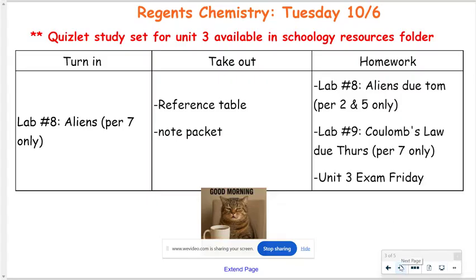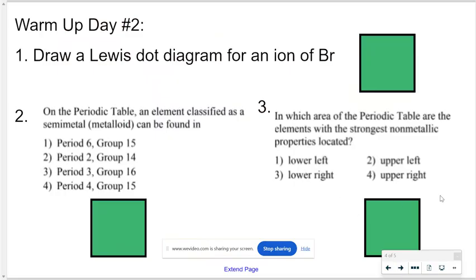So what I want you to do is we're going to do a couple of warm-up questions. You may do this on the back of your note packet if you would like. So here are the 3 warm-up questions I would like you to answer, and you do need a periodic table in order to do these. The first is I would like you to draw a Lewis dot diagram for an ion of bromine. So I want you to think about when bromine forms an ion, what type of ion does it form, and what would the Lewis dot diagram look like for that?